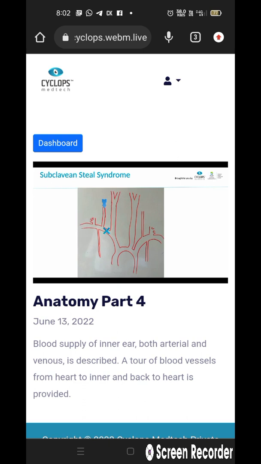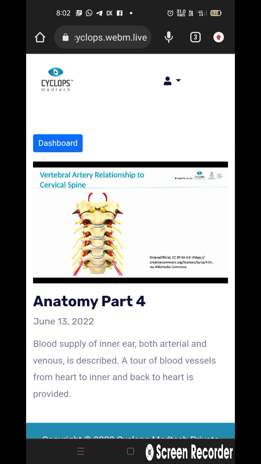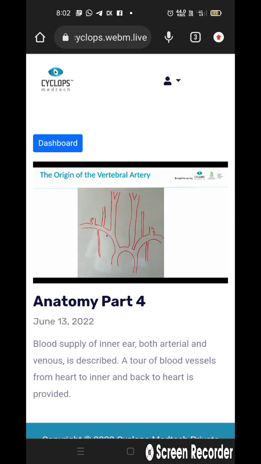So in that case, where there is a partial or complete blockage of the first part of the subclavian artery, there is a syndrome called subclavian steal syndrome, which will lead to brainstem signs and also signs related to inner ear dysfunction. Now, after the vertebral artery takes origin from the subclavian, then what does it do?